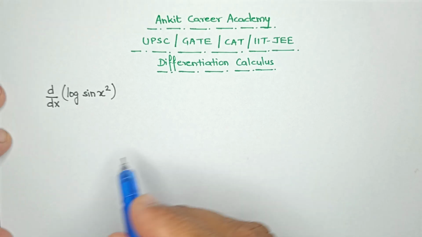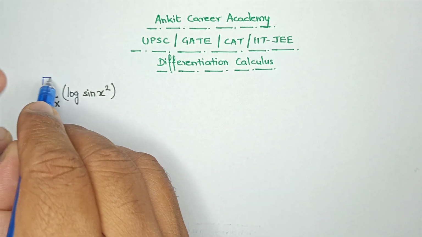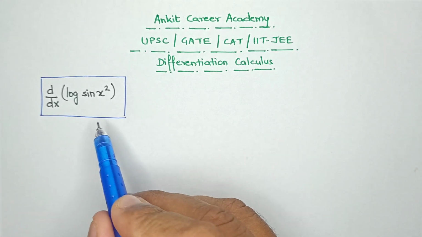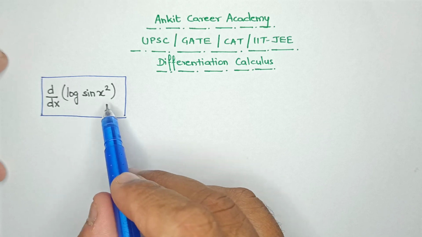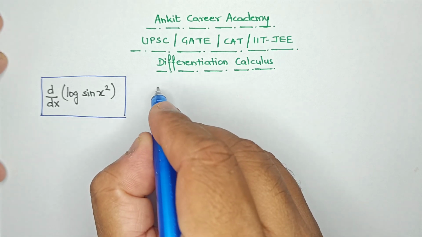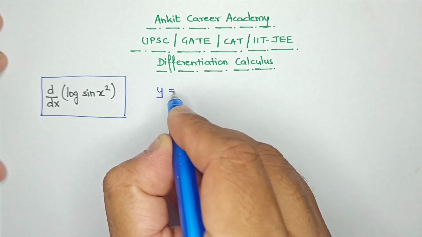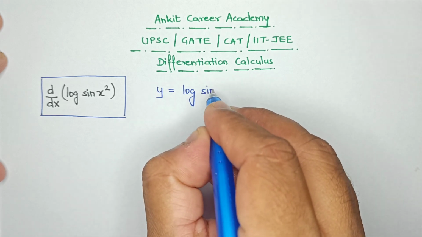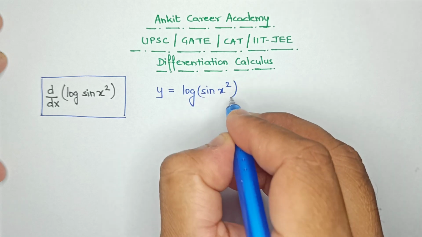Hey everyone, welcome to today's video, and in this video we are going to differentiate this particular function using the concepts of differentiation. So the very first thing which I am going to do is assign a variable to this function. So let us say that the value of y is equal to log of sine of x square.